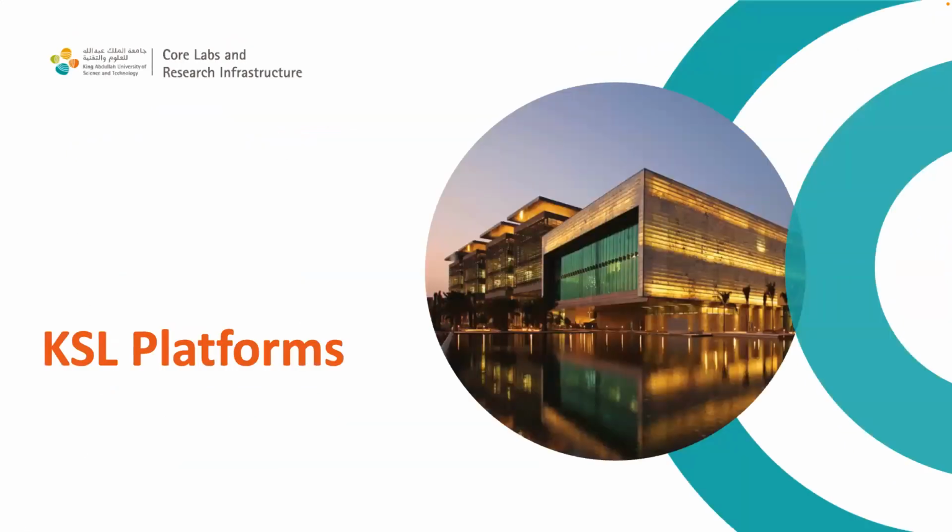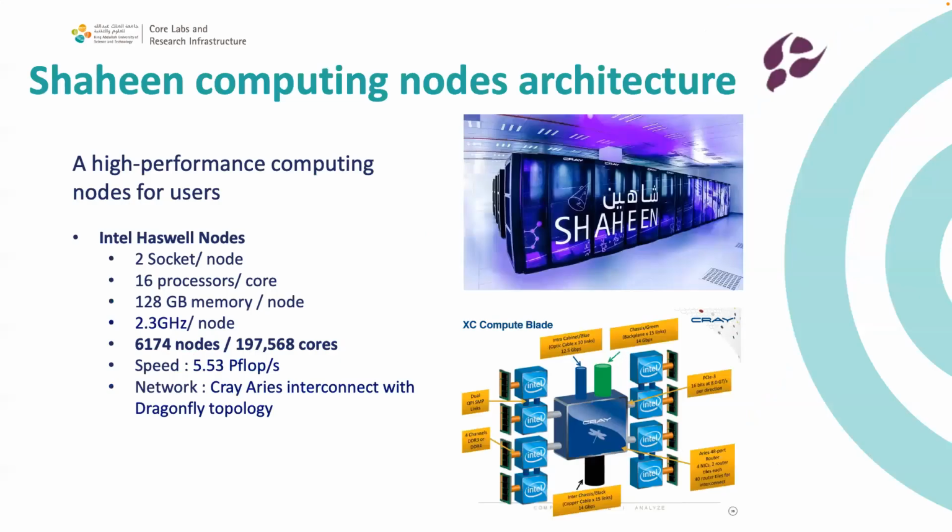Okay, let's start with the platforms. If you don't know, we have a very nice and big machine called Shaheen. Shaheen is basically all CPU. However, it has a very high performance architecture. It's really, really fast. We have about 6,174 nodes for you to use, which have almost 200,000 cores. So if you can run your jobs in a parallel manner, they run super fast.